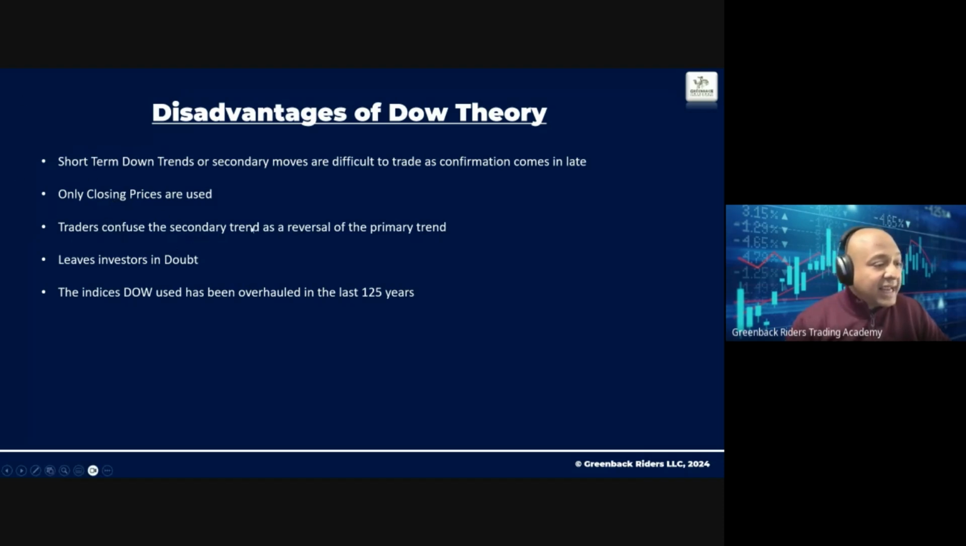Traders confuse the secondary trend as a reversal to the primary trend. The secondary trend is not a reversal to the primary trend. The secondary trend, as we talked about, can last for around 3 or 4 weeks, and then the market can again turn back up and keep going in your direction.